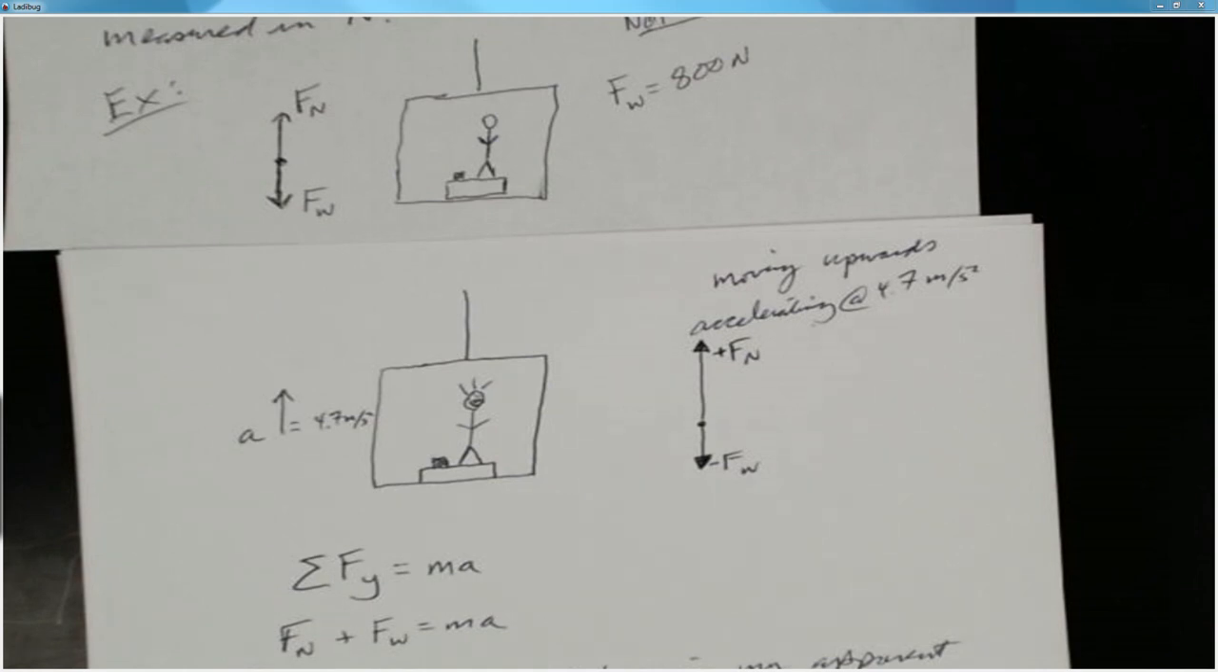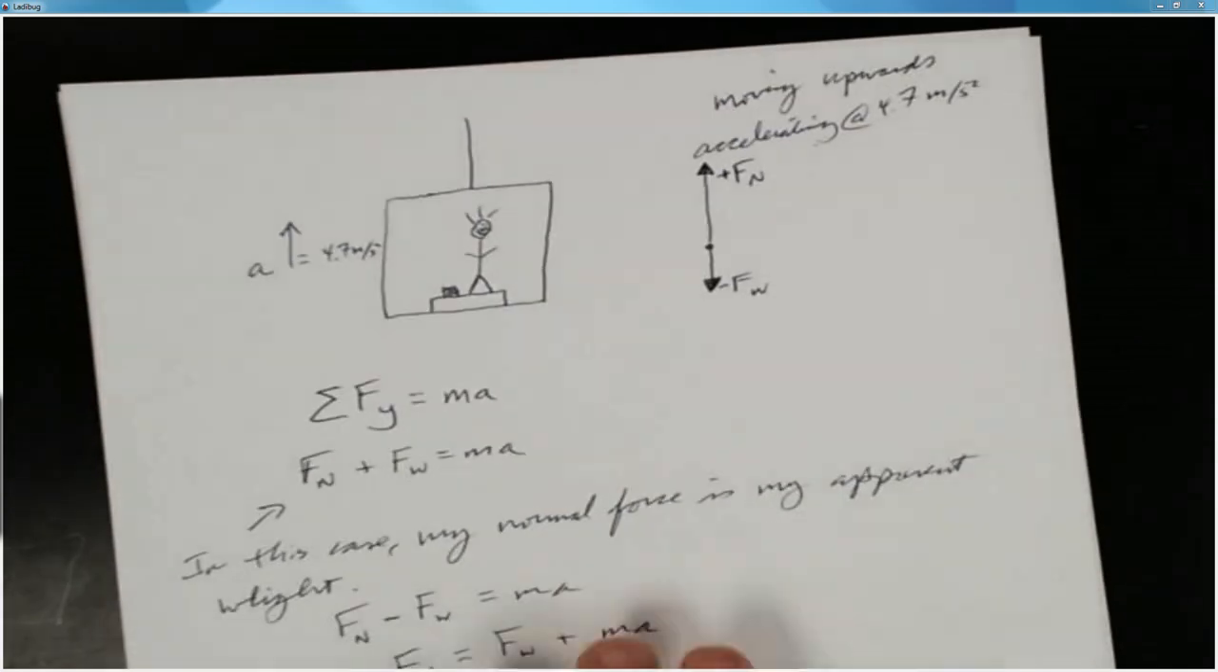It appears that I weigh 800 newtons, I told you. And guess what? I actually do weigh 800 newtons when I'm not moving. Same deal when I'm moving at a constant speed. So when an elevator is moving at a constant speed, if you stood on your scale, your scale would read what your actual weight is. Cool.